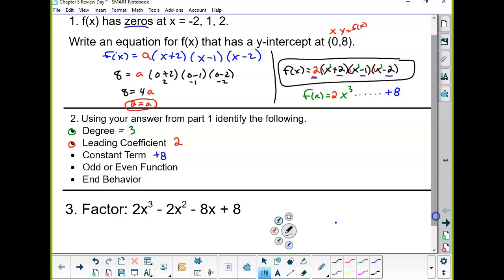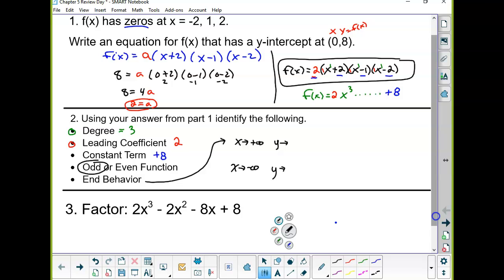So what about the even or odd function? Well, it's based off of the degree. If the degree is 3, then we're looking at an odd function. And the end behavior, I don't have enough room here, so I'm going to set up that structure. And remember, they could use f of x instead of y. They don't have to have y, they could say f of x.